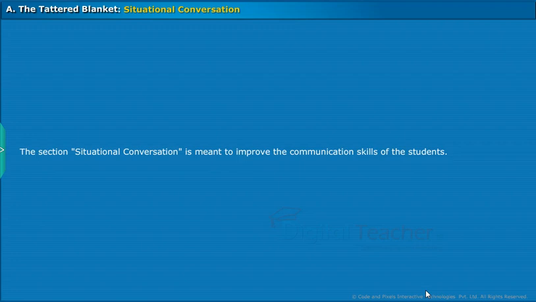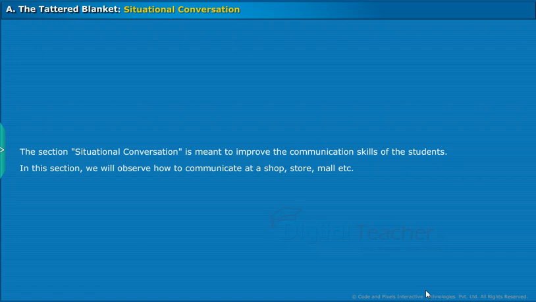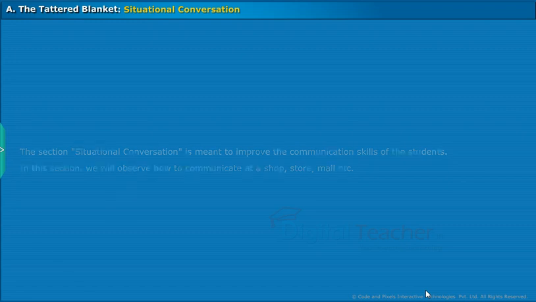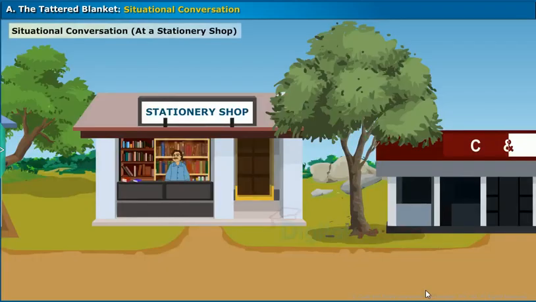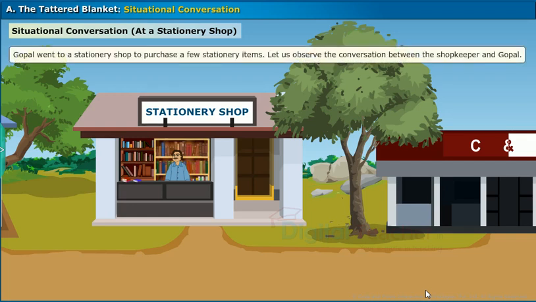Situational conversation. The section Situational Conversation is meant to improve the communication skills of the students. In this section, we will observe how to communicate at a shop, store, mall, etc. Situational conversation. At a stationery shop. Gopal went to a stationery shop to purchase a few stationery items. Let us observe the conversation between the shopkeeper and Gopal.